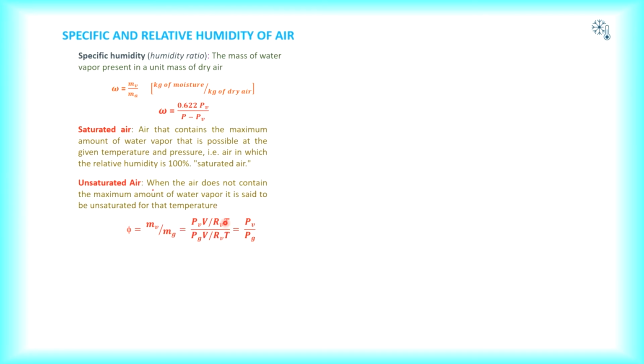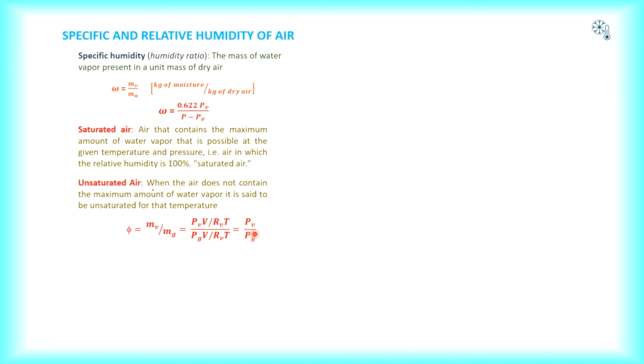Simplifying the ideal gas law for mv and mg, you get PV over PG. Now, what is PV and what is PG? PV is the partial pressure of water vapor when the air is not saturated. PG is the partial pressure of water vapor when the air has become saturated. I repeat, PV is the partial pressure of water vapor when the air is not saturated, and PG is the partial pressure of water vapor when it is saturated.